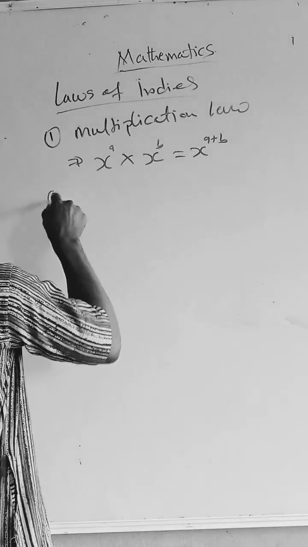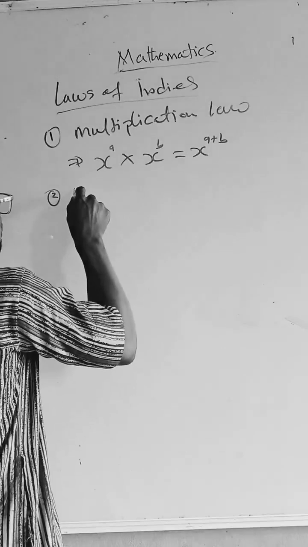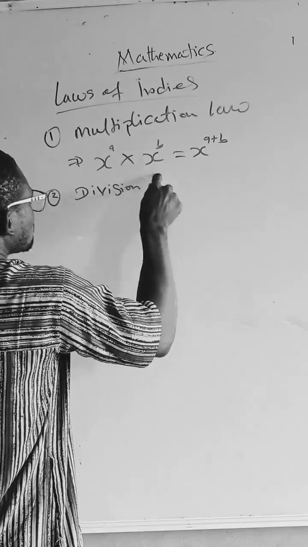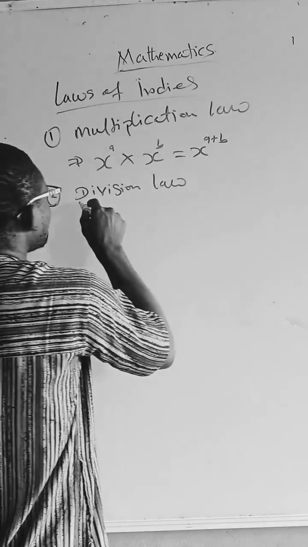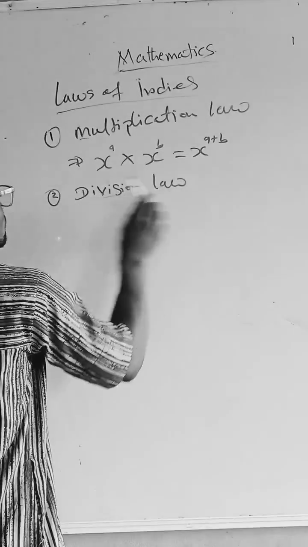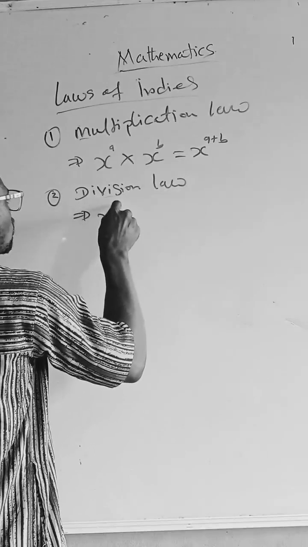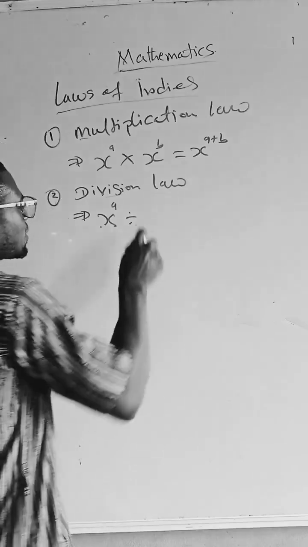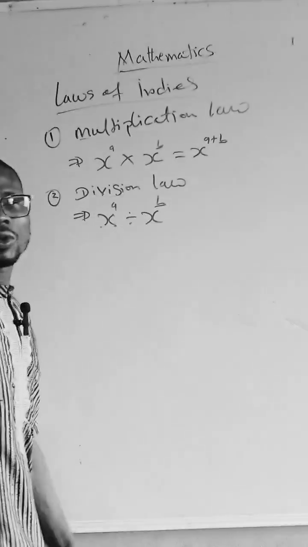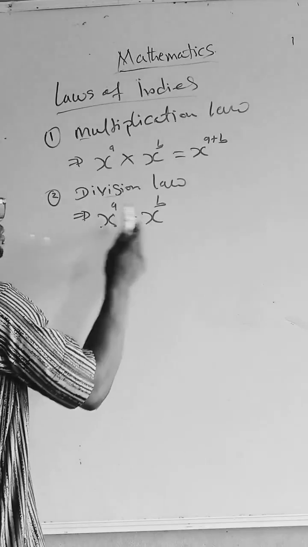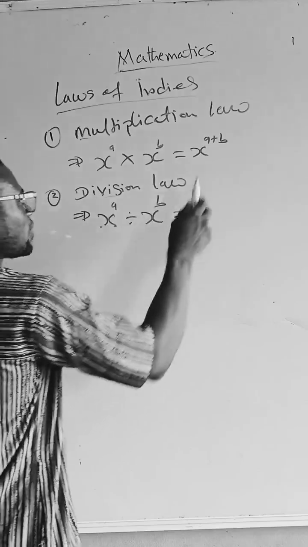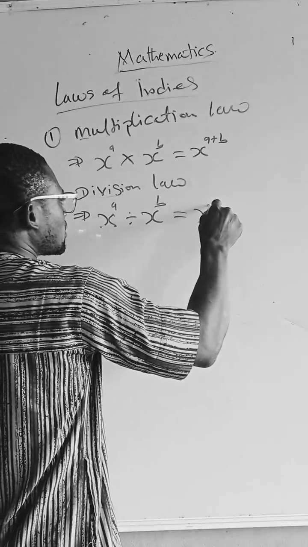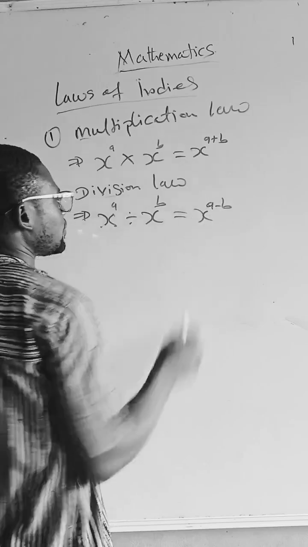Then another law I call the law of division. In division law, let's assume we have x to the power a divided by x to the power b. So what do we do? We pick one of the bases. Since the bases are the same, pick one of them, like what we did here. Then for the powers, we subtract: a minus b.